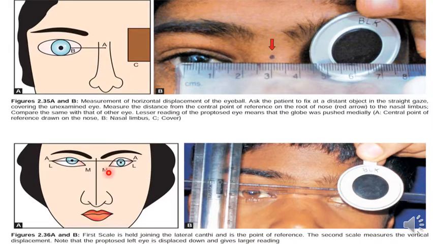And the vertical displacement is measured by using two transparent scales. One scale should be placed at the level of the glabella or the eyebrow, and measure the distance from this scale to the level of the corneal reflex. This is the measurement for vertical displacement.